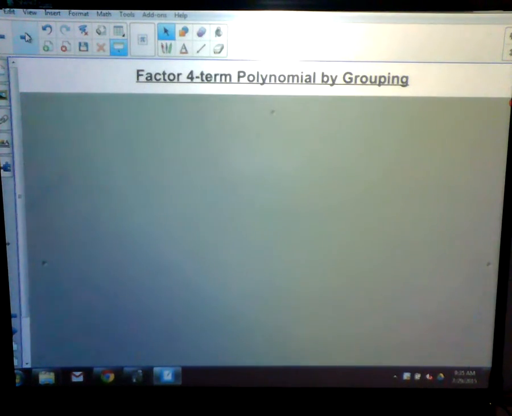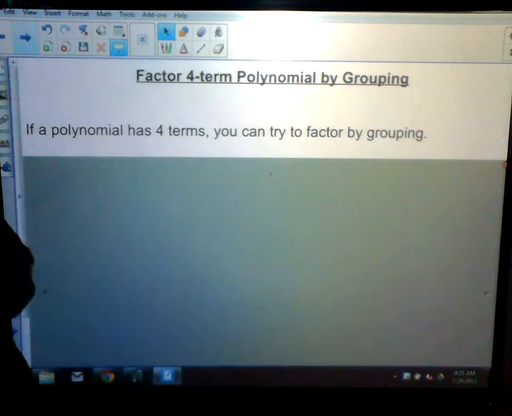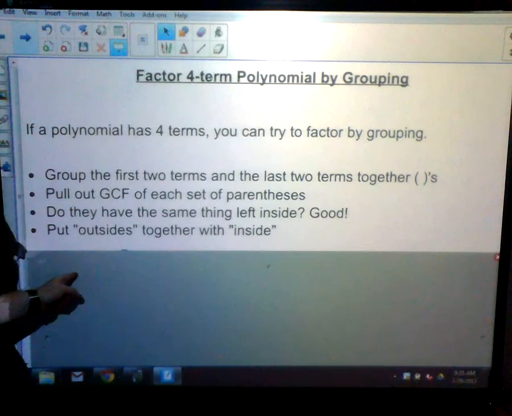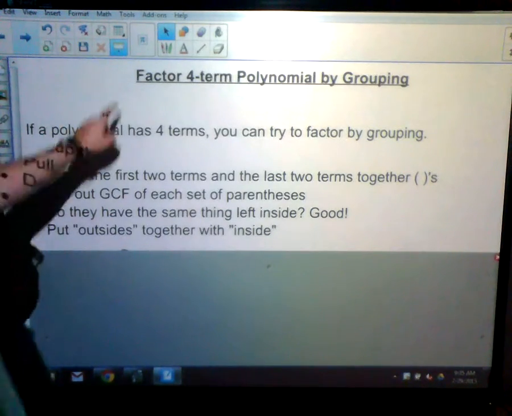Four-term polynomials by grouping. If a polynomial has 4 terms, you can try to factor by grouping. It doesn't work all the time, but when it does, it's nice. We're going to group the first 2 terms and the last 2 terms together with parentheses. We're going to GCF each set of parentheses. If they have the same thing left inside, good, then we can do grouping. Put the outsides together with the insides.